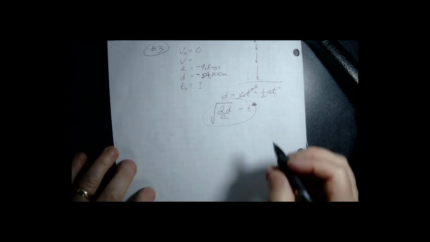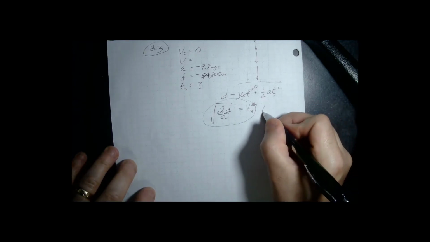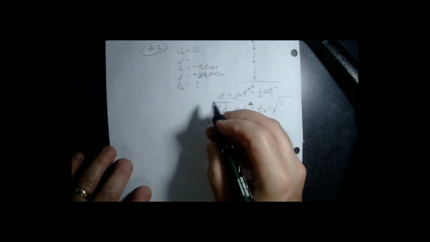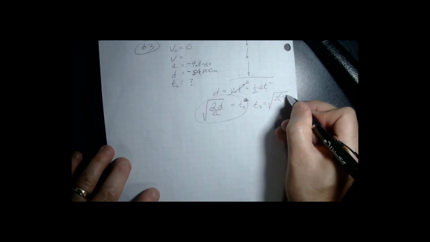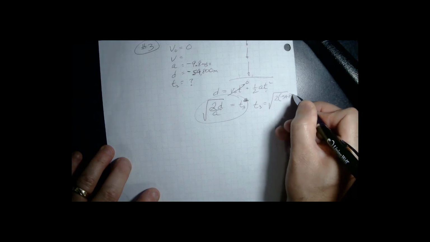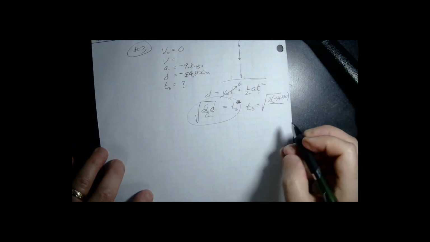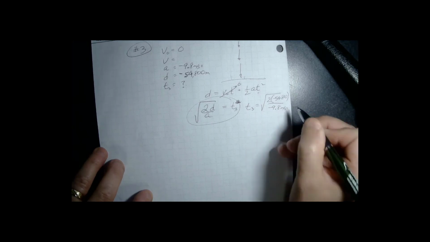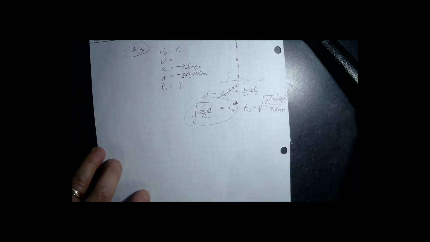Now we're ready to calculate our T3. Twice negative 54,800 over negative 9.8 meters per second per second. This was meters.